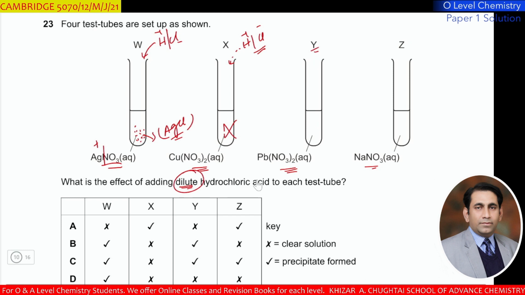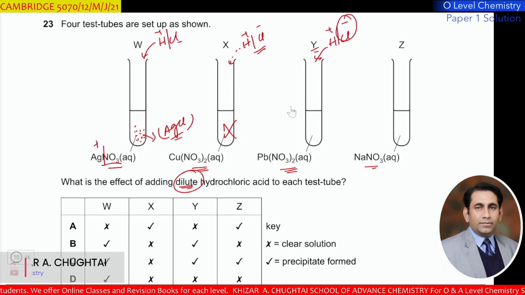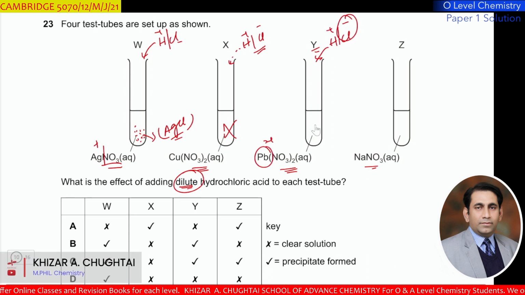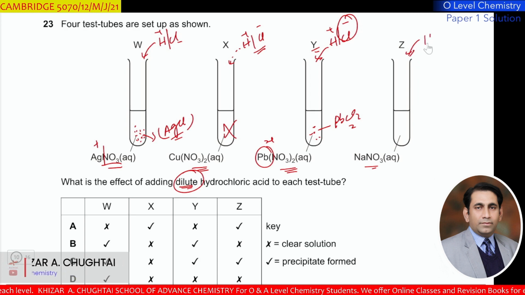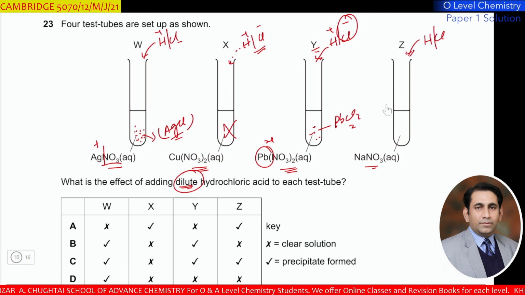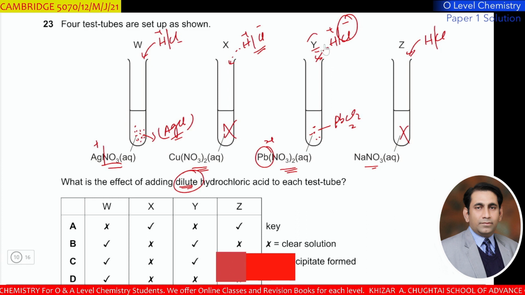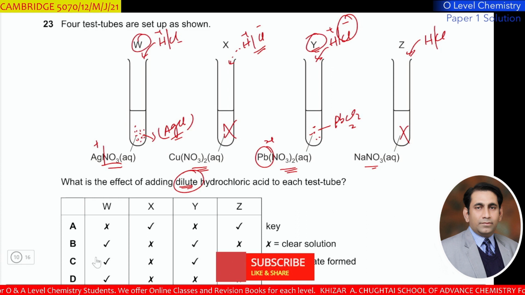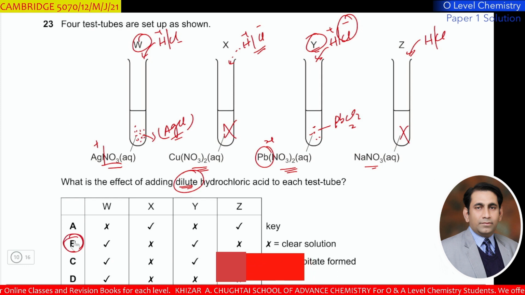In case of Y, Pb(NO3)2, again we are going to add HCl, H positive ion, Cl negative ion and Pb2 positive ion. They will meet together to make a white precipitate of PbCl2. And in the Z, in the last one, NaNO3 and HCl, there is the formation of NaCl and HNO3. No clear observation would be there. So the observation will be in W and Y. B is the correct option.